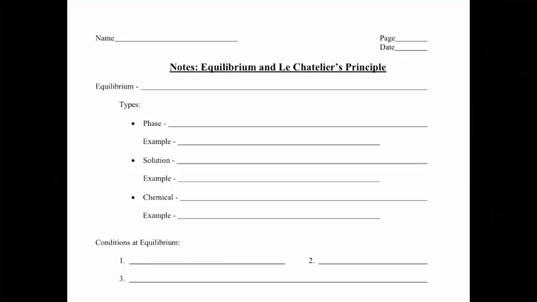Now that we've talked a bit about chemical reactions, we need to talk about equilibrium. Equilibrium is actually a state of balance. We can use this term to discuss any two opposing forces. In fact, we have some examples here.